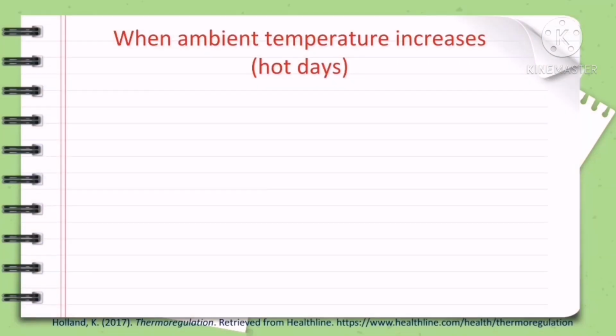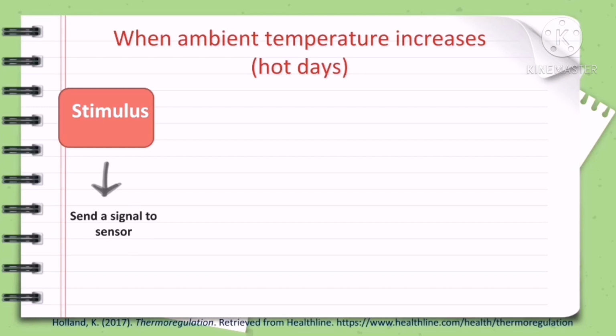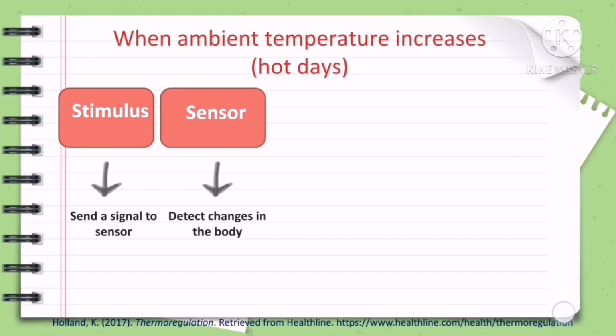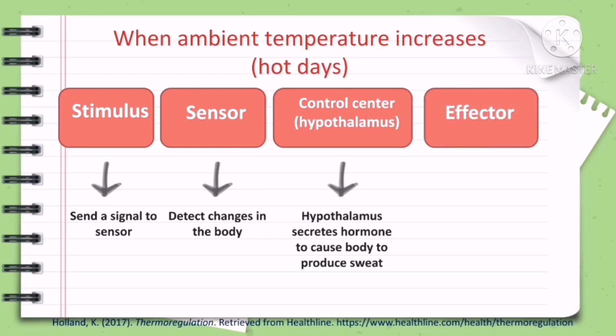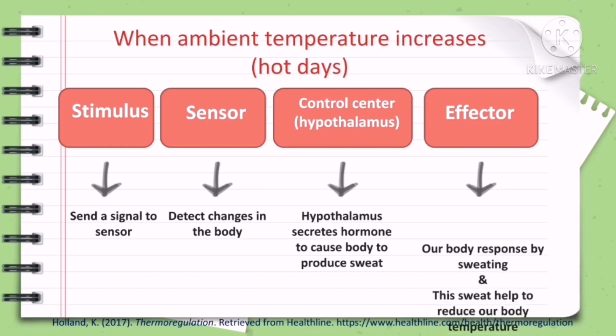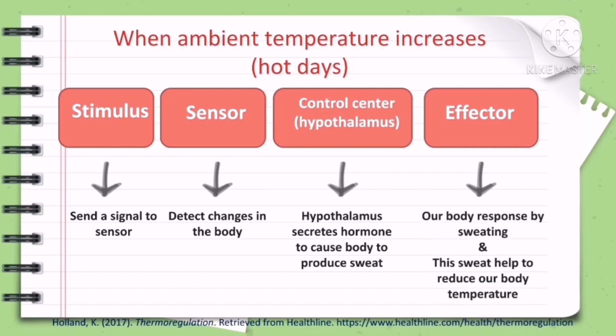Okay, based on the situation just now, when ambient temperature increases or during a hot day, our stimulus will send a signal to the sensor. After that, the sensor detects changes in the body and our hypothalamus will secrete hormone to cause the body to produce sweat. After that, effector. Our body responds by sweating. This sweat helps to reduce our body temperature.